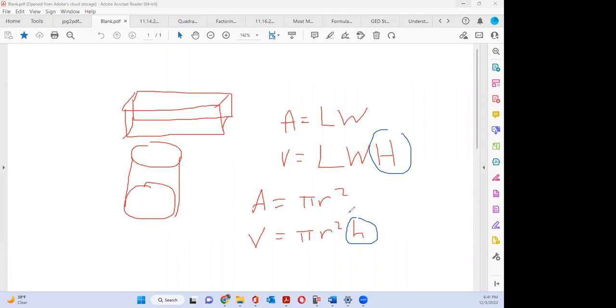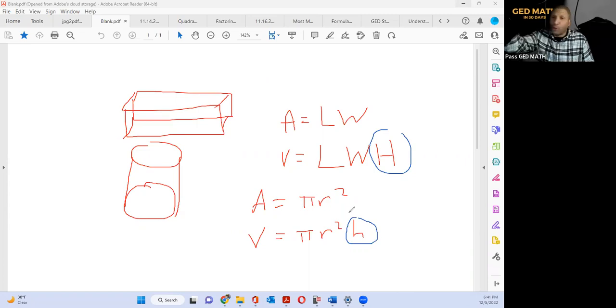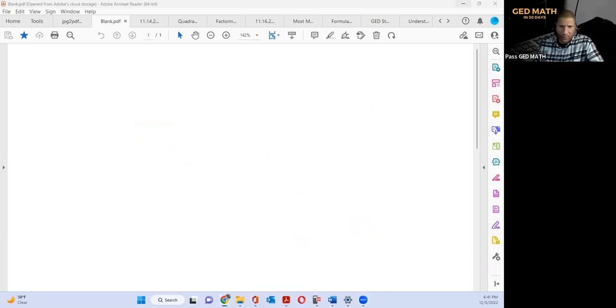So to find the volume of any prism, you take the area of the base and multiply it by the height. I don't care if it's triangular, circular, or hexagonal. I don't care what the shape of the base is. You find the area of the base, multiply by the height. So for example, give me a few seconds to open it up, and I'm gonna show you a triangular prism and how to solve it.